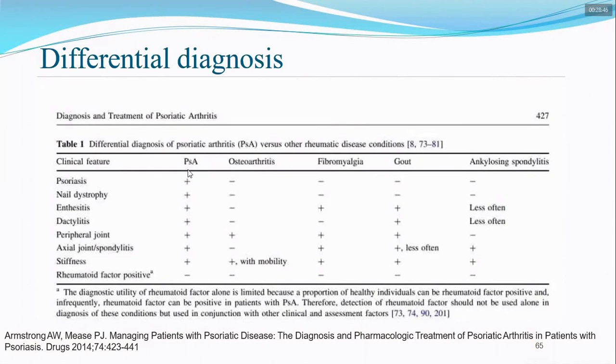What will be the differential diagnosis? That is the peripheral spondyloarthropathy, osteoarthritis, fibromyalgia, gout, and ankylosing spondylitis. These are some rheumatic conditions that can mimic psoriatic arthritis.